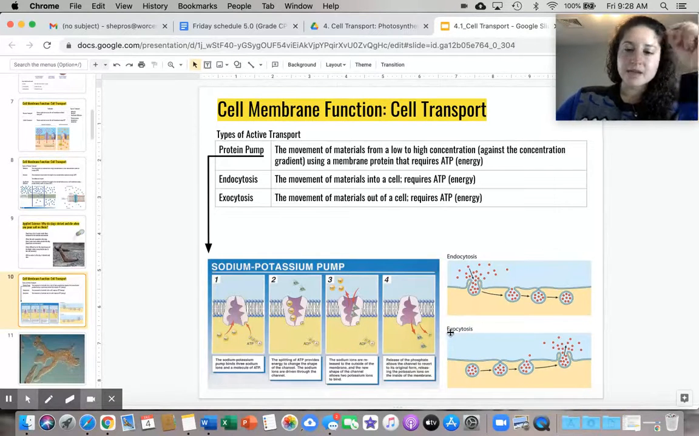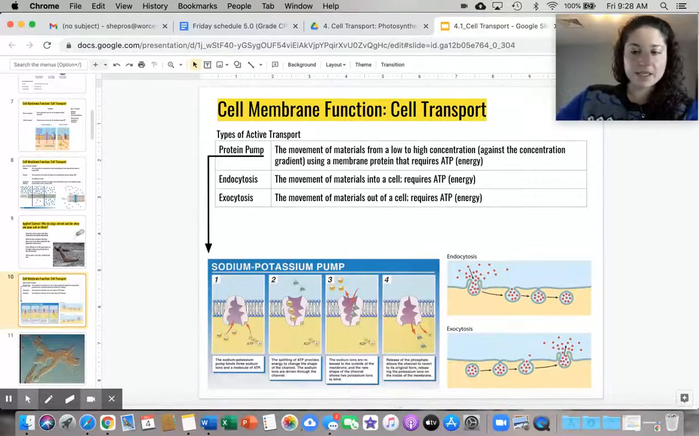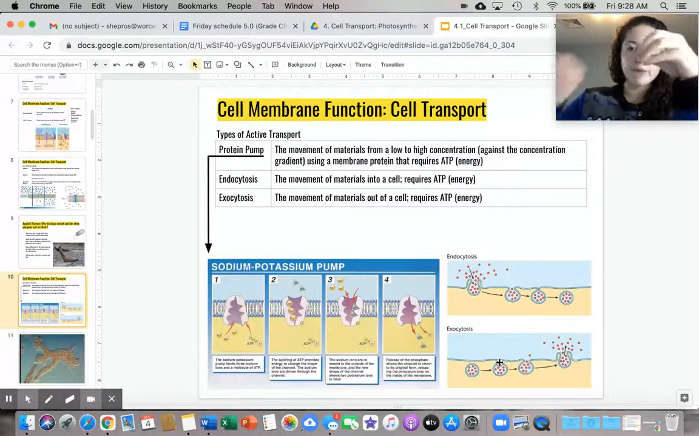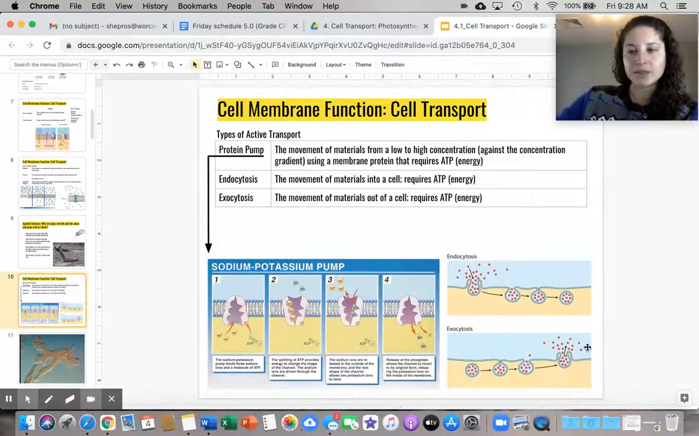Endocytosis. Exocytosis is basically the same thing, just in the reverse order. So we start with a vesicle with molecules inside. It binds to the cell membrane and kind of like opens itself up to release the molecules outside of the cell into the extracellular space.